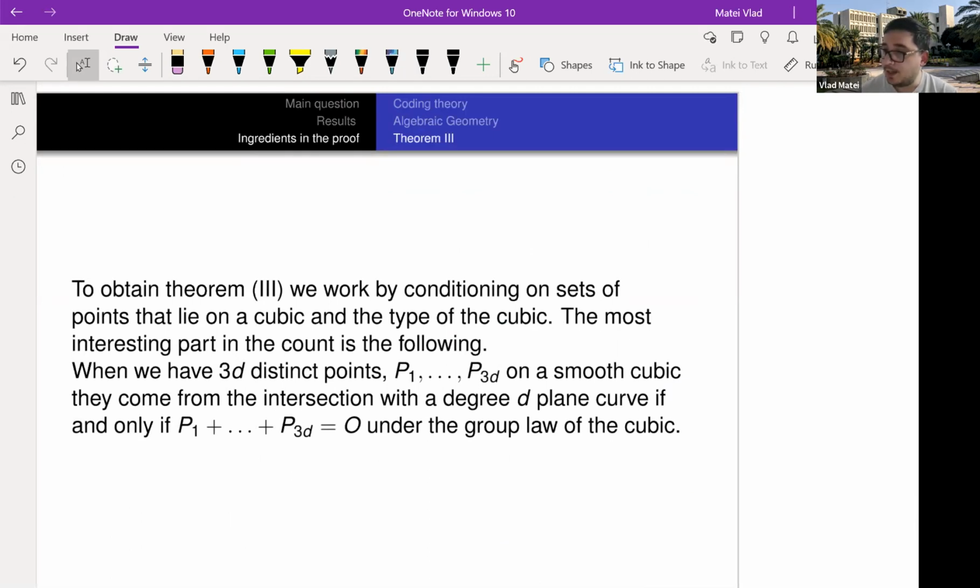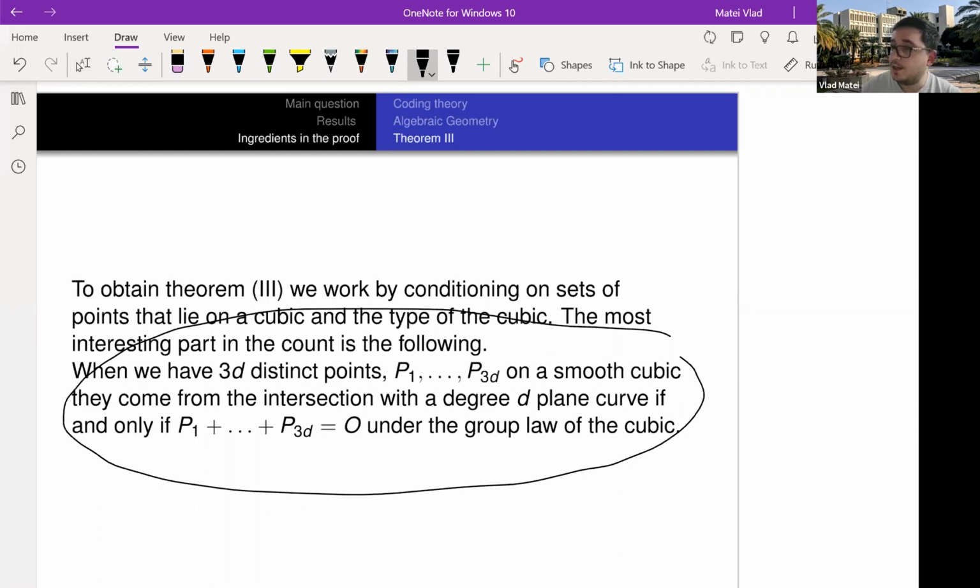But for theorem 3, I want to say that the problem gets a little more interesting because it turns out that if you want to count curves that pass through these points, we are left with this interesting problem: when you have this many points on a smooth cubic, they are going to come from the intersection with a plane degree D curve if and only if the sum of the points is going to be the 0 element in the group law. Okay, and you want to count basically this collection of points to do your count for the number of pairs of curves.